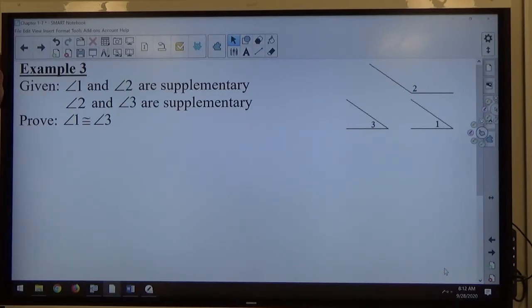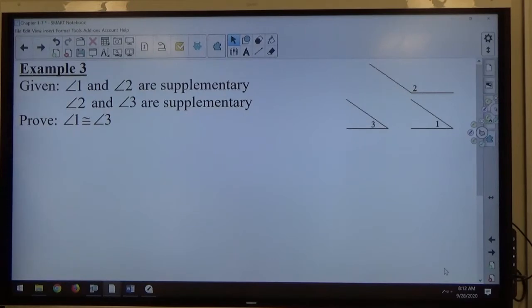What I want to do on example 3, instead of a 2-column proof that I showed you last week, I'm going to do a paragraph proof. It sounds just like what it is. We're going to prove it. We're going to write a paragraph. Sentences will sound something like this. This is true because of this. This is true because of that. And therefore this is true. Basically that's how it's going to sound. It's basically you take your statements and your reasons and put them into sentences.